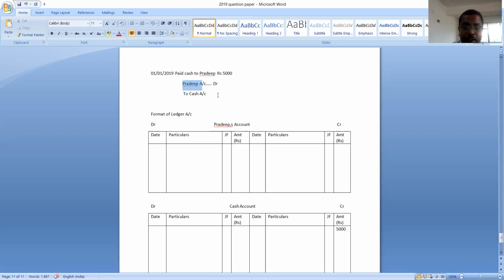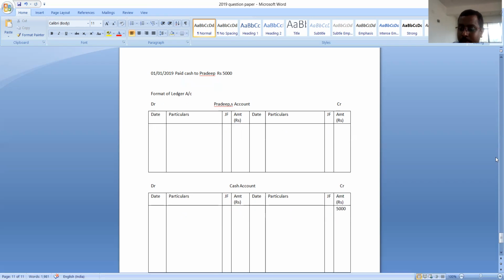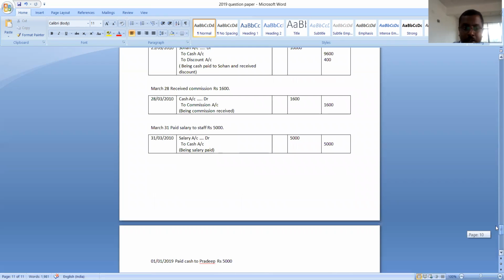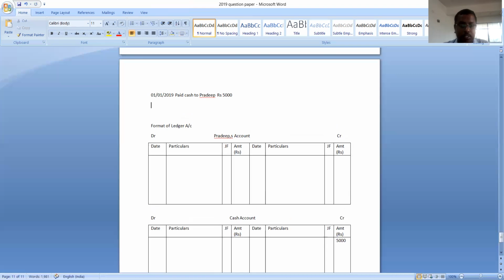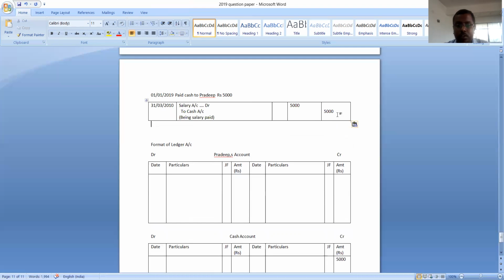Otherwise, I will better put that particular journal entry in format itself. Just a minute, just a minute. Yes, we'll put it in format. It looks systematic.